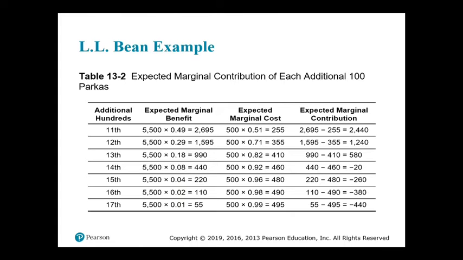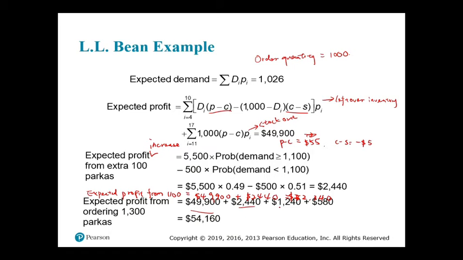1,300. Why is that? Basically, if I order any more, the profit will reduce, right? And if I order any less, its profit also is not going to be as high. So 1,300 is the optimal order quantity for LL Bean. And the expected profit is going to be the original profit plus these increments of 300 units.